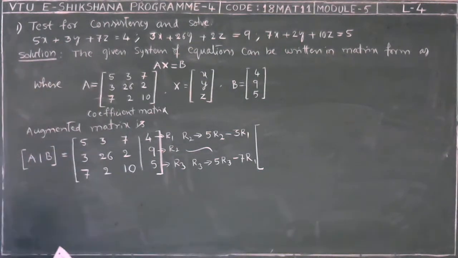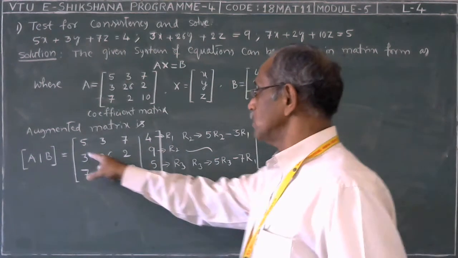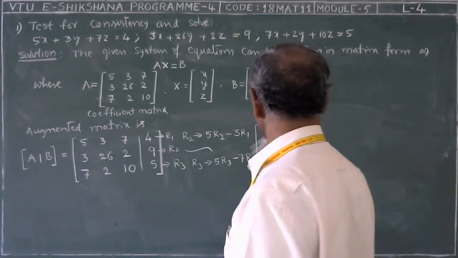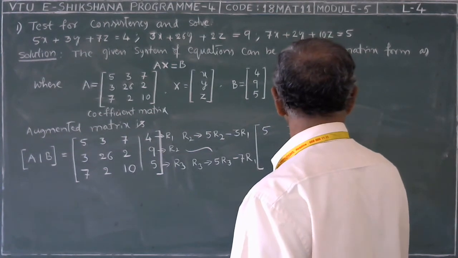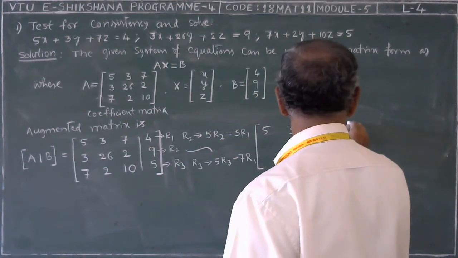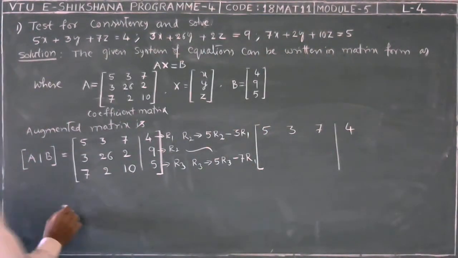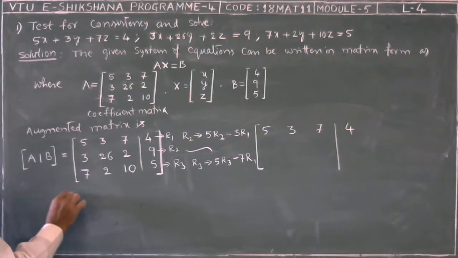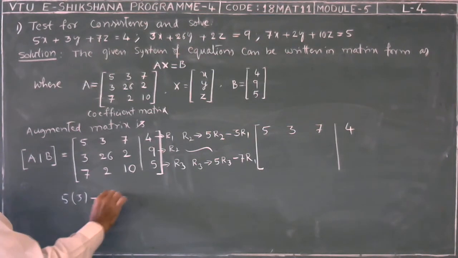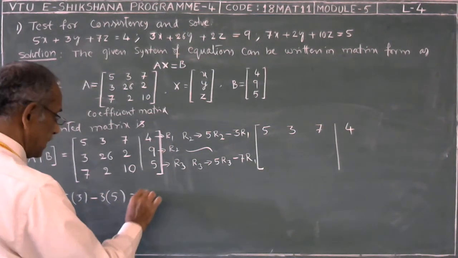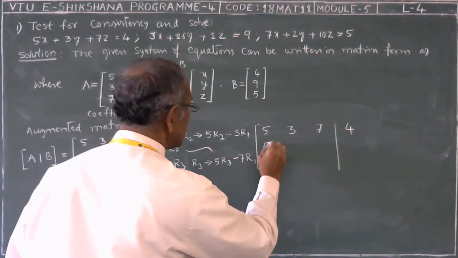Okay. Let us look at this. The first row, R1, is being used to make these two entries 0, so there is no change here. So I will write it as it is: 5, 3, 7, 4. So let us see what happens to the next element. 5 times R2 is 3, minus 3 times R1, 5. So 15 minus 15 is 0. So this element is 0.